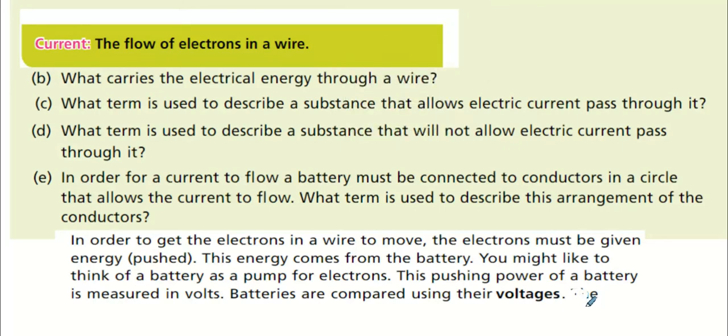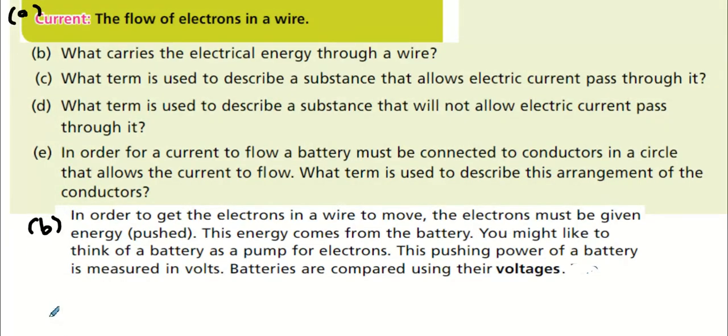Just about knowing where to look in the right places, guys, really is the real skill in science. Yeah, that's the answer for B. This is the answer for A. Now we're going to go for the answer C. What term is used to describe a substance that allows electric current to pass through it? Well, that would be a conductor.